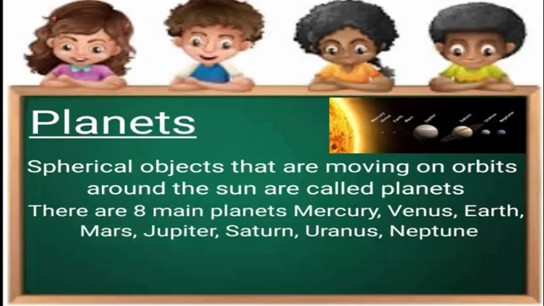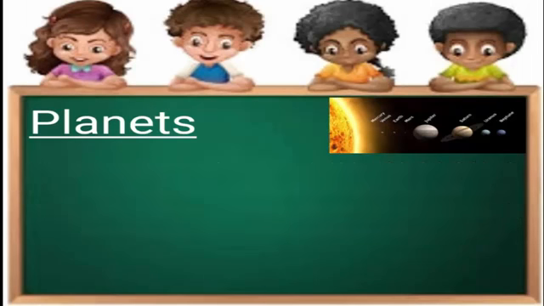And the fourth planet is Mars. And the fifth planet is Jupiter. And the sixth planet is Saturn. And the seventh planet is Uranus. And the eighth planet is Neptune.